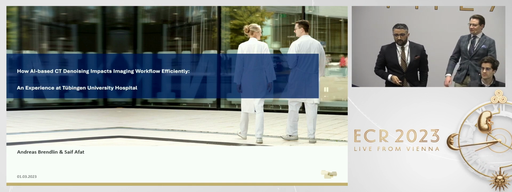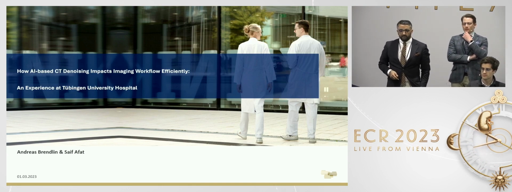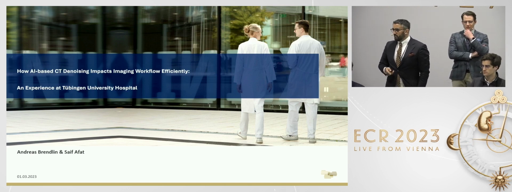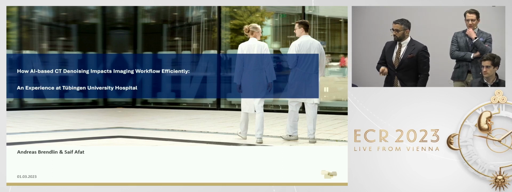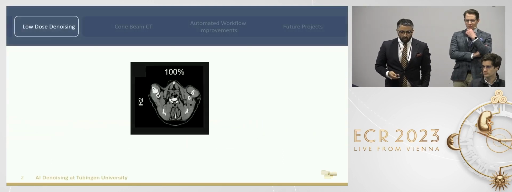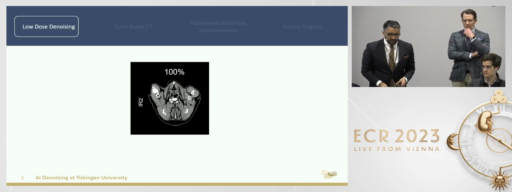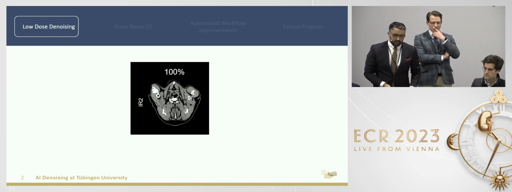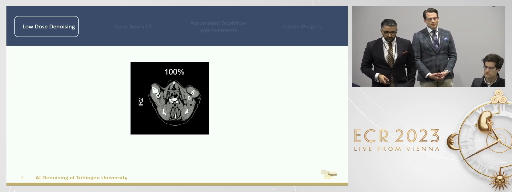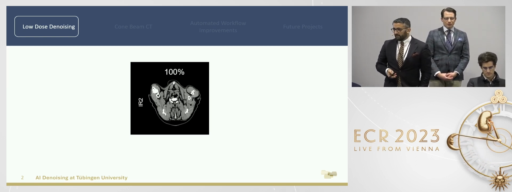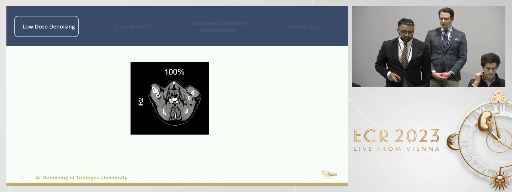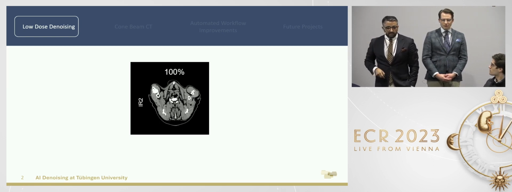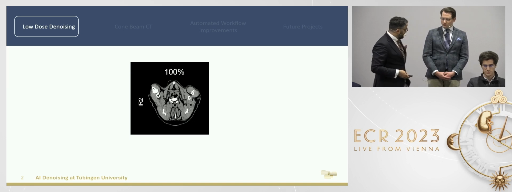We will be speaking about our research collaboration with ClariPi and assessing this tool and even being creative in using AI, but not only making images prettier, but also trying to implement it in workflows. We will be first speaking about the denoising part, how it works and how we looked into this, and then we will have a couple of use cases like cone beam CT and how it can improve automated workflows. And at the end, we will be talking about some future projects or some ideas what we have. So, Andreas, the stage is yours.